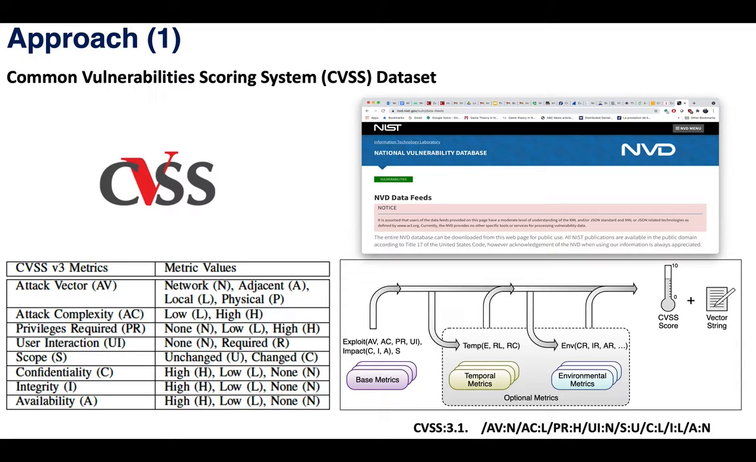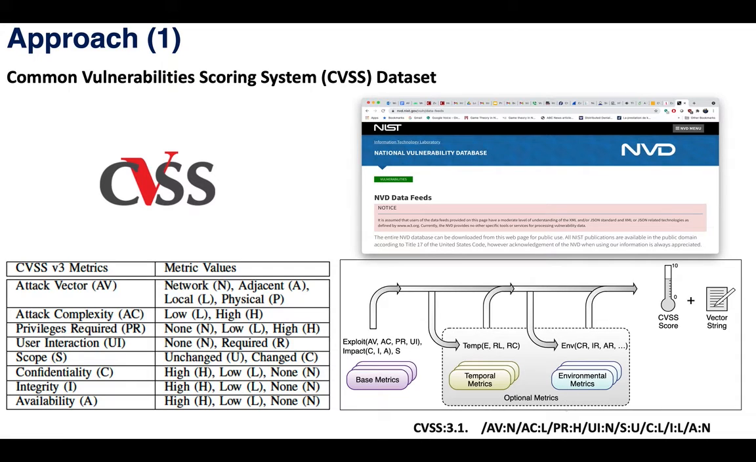You can extend the base metrics with other metrics that are the temporal and environmental ones. I'm not going to go through the detail, but basically we take these metrics, we give a value to each of them, and then we have a string, and from this string we generate a score, a number between 0 and 10 that tells about the severity of this vulnerability. 0 being not severe at all, 10 being the most severe vulnerability. So in the database we store both the numerical value as well as the string that you see here.